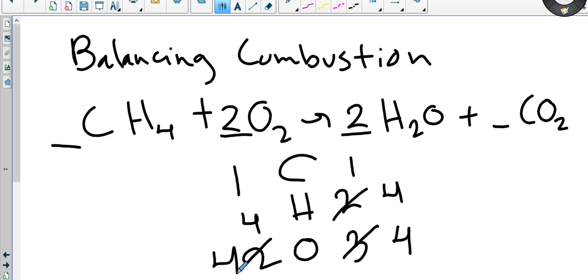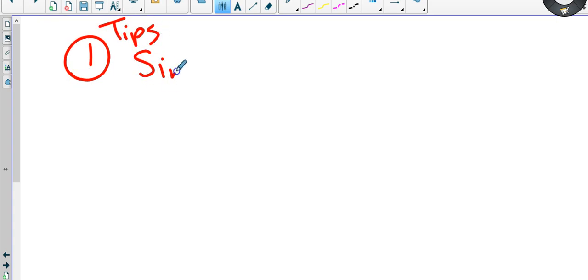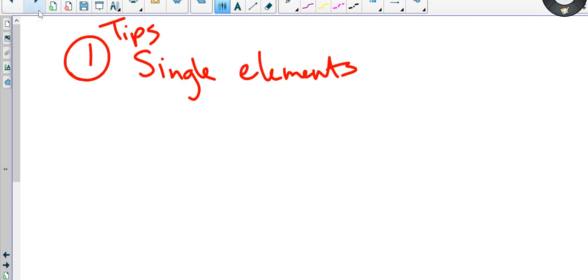Okay, so there's a couple tips. Tip number 1: single elements. So what do I mean by that? Look, do you see how oxygen is a single element? Put it at the bottom. Single elements go at the bottom. That'll make your life a lot easier. So single elements at the bottom of the list.